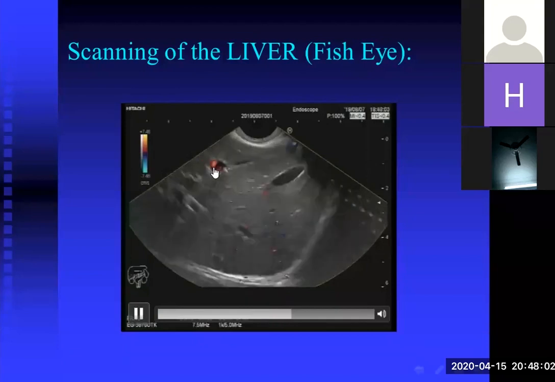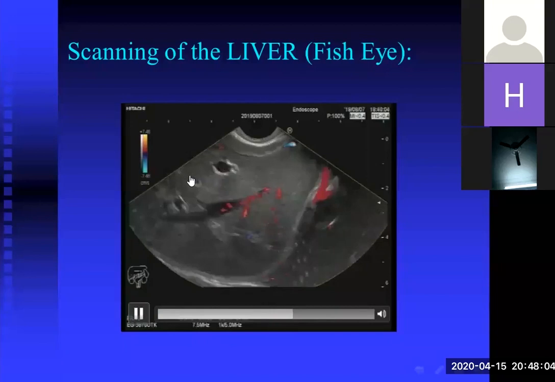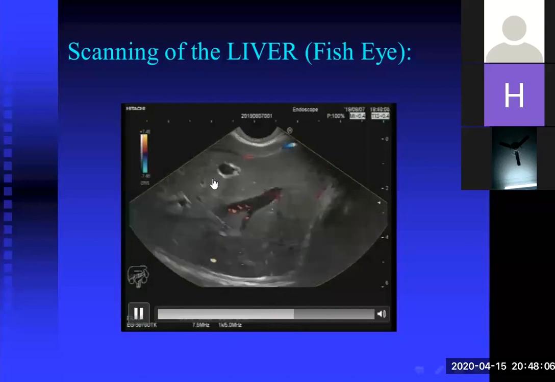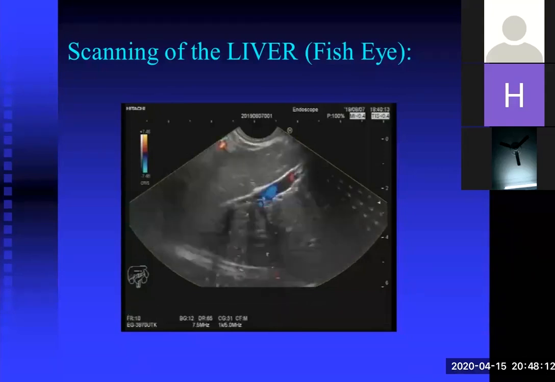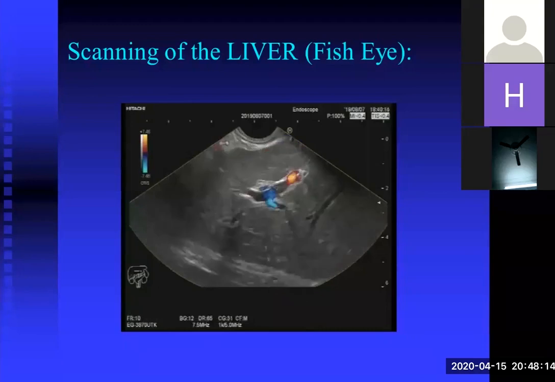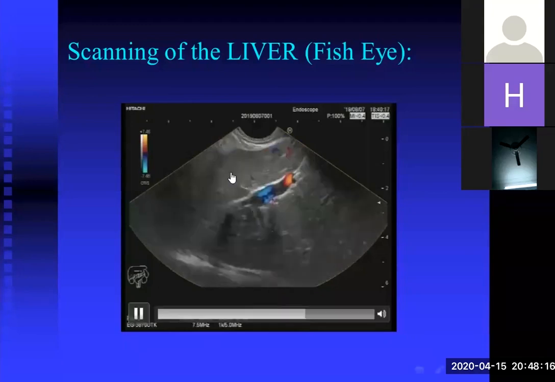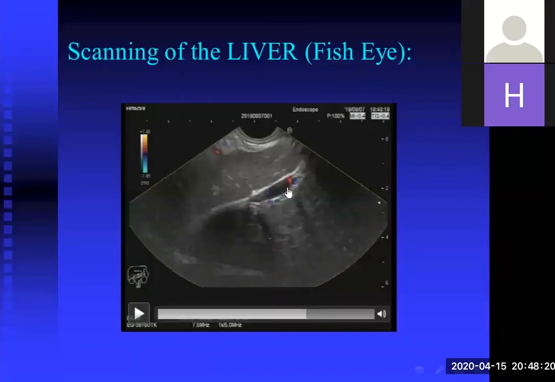Yes, I am tracing this structure, trying to locate the fish eye. Yes, this is very nicely seen fish eye appearance. This is the left portal vein and fish eye appearance.